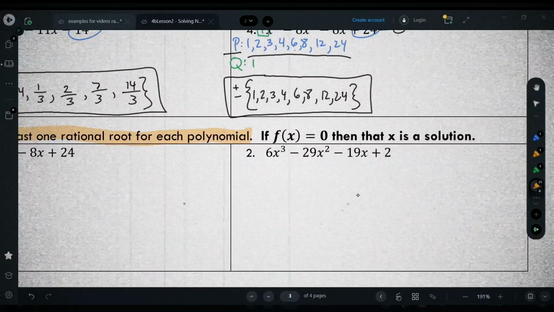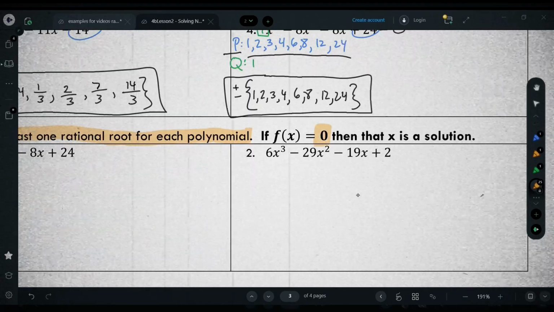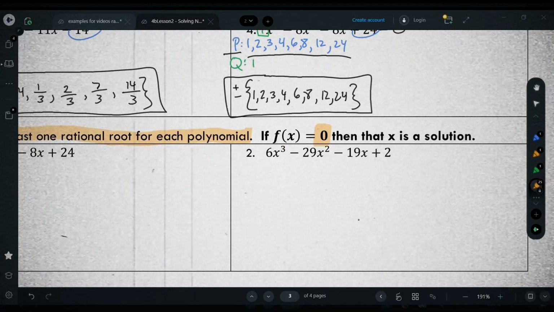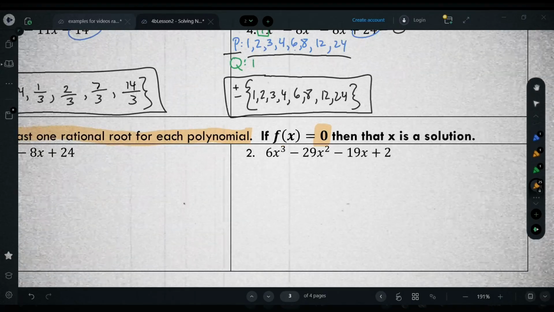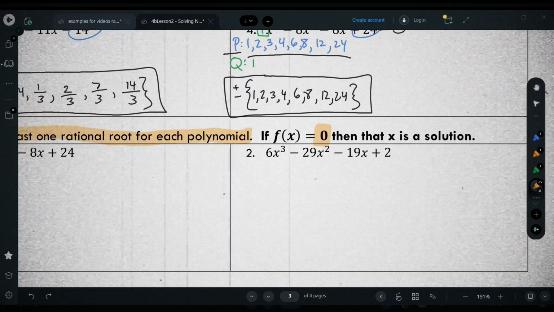When we plug the x value in, if it equals 0, then that x is a solution. That's what we're looking for. If we get a 0, we found a solution. If it's not a 0, then it's not a solution.